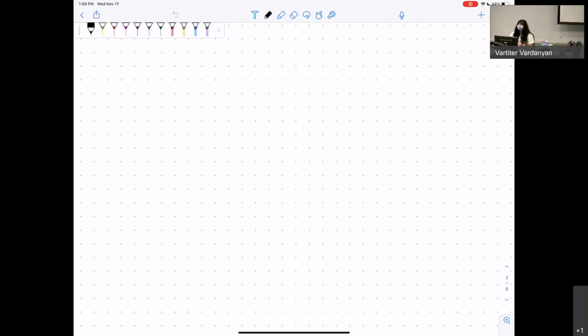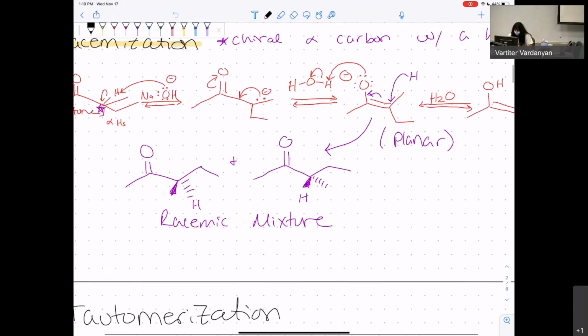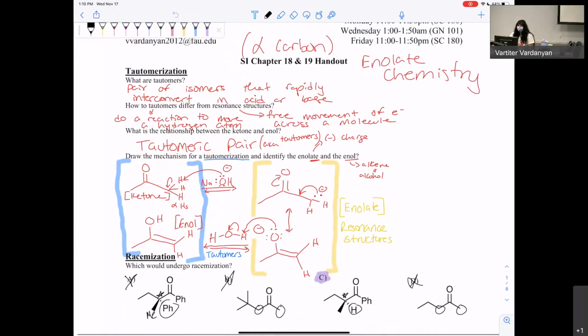A chiral center, but where? On the alpha carbon, and what else is required? A hydrogen on that chiral center. Perfect. All right, so that's pretty much it, I think. That's all I could come up with. So yes, this is what I was referring to basically. So the tautomeric pair, specifically, this one is called the keto-enol tautomeric pair.